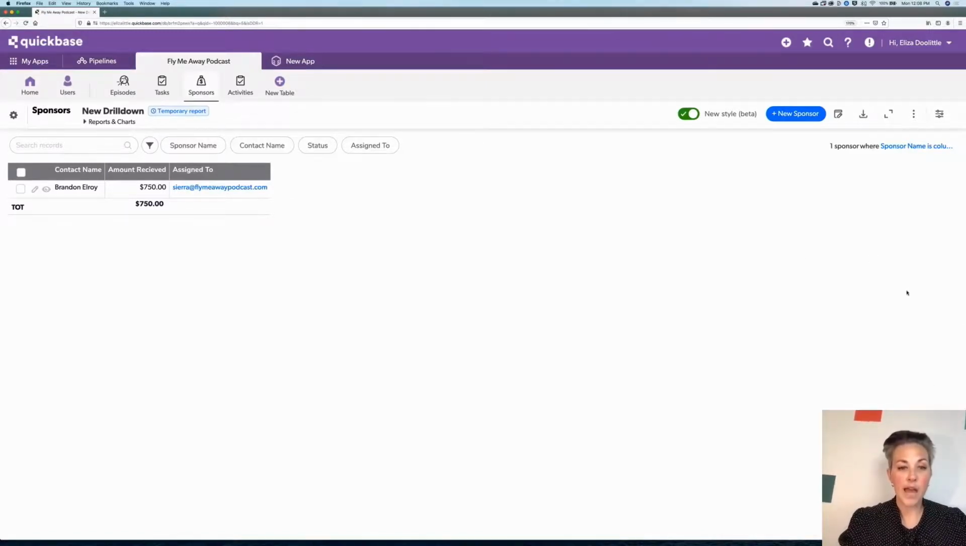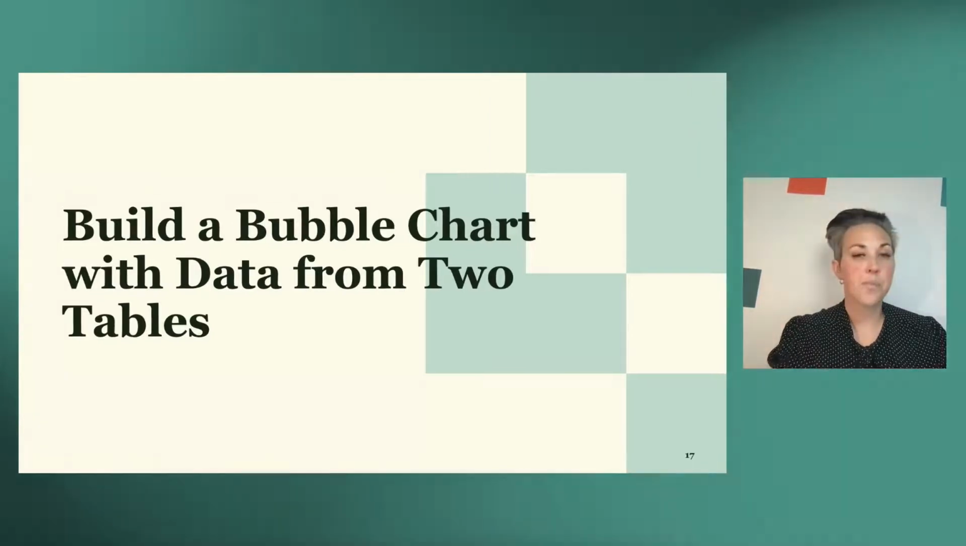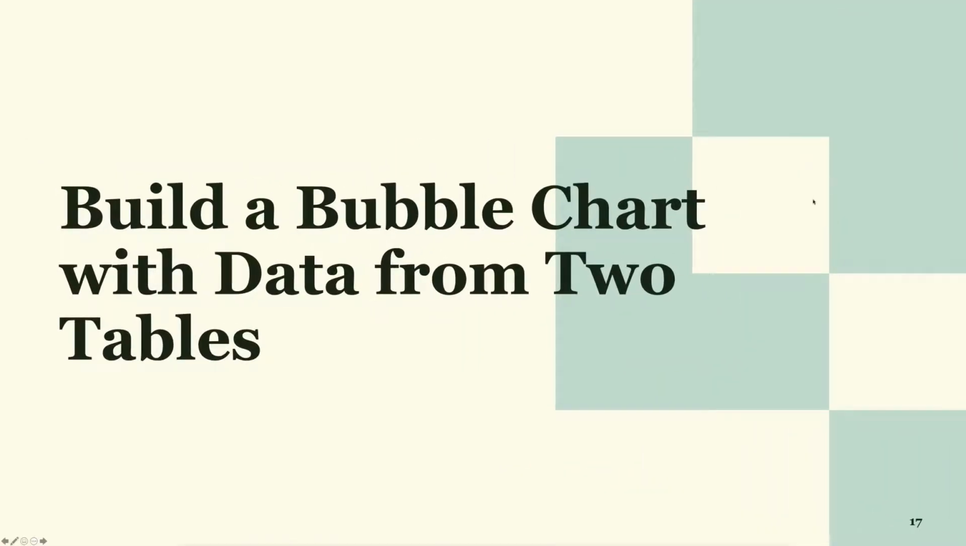Okay, for our last report that we're going to look at, we're going to be creating a bubble chart. And this bubble chart is actually going to have data from two different tables. Now, when you want to have a report that pulls data from two different tables, we want to make sure that the data is on the most child table first. So let's take a look at our current app.